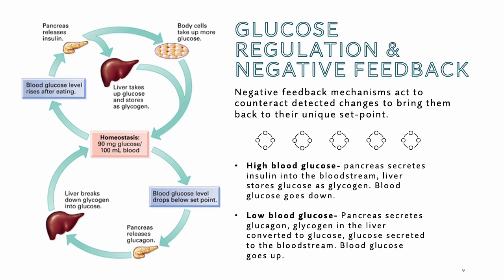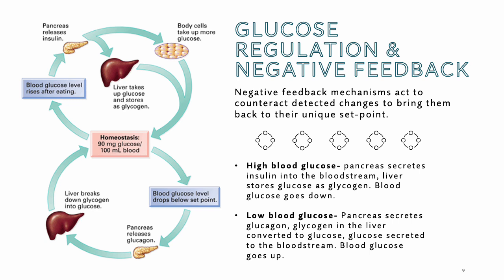The body uses feedback loops. High blood sugar equals insulin from the pancreas to lower it. Low blood sugar equals glucagon from the liver to raise it. This maintains a stable internal environment. The picture shows how the body regulates blood glucose through a negative feedback loop.